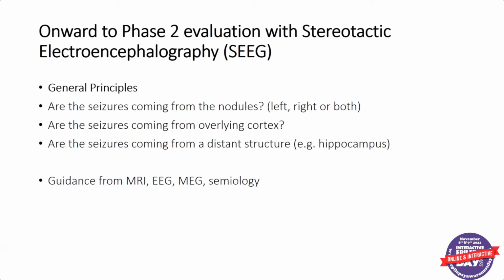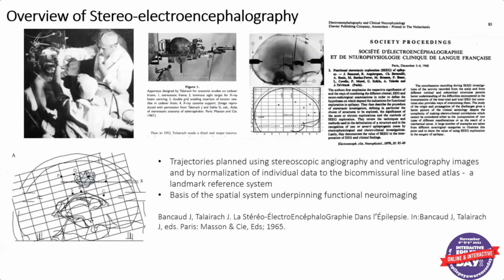The other possibility is that seizures are coming not only from the nodules, but from overlying cortex, and sometimes from overlying cortex alone, and not the nodules themselves. Rarely, or more rarely, the seizures may arise from distant structures, such as the hippocampus. So we seek guidance from all the investigations we've spoken of so far, the most important of these being the MRI scan, the EEG, MEG, and in fact, the seizure features of the patient. And here I'll hand over to my colleague, Dr. Tandon, about the actual surgery.